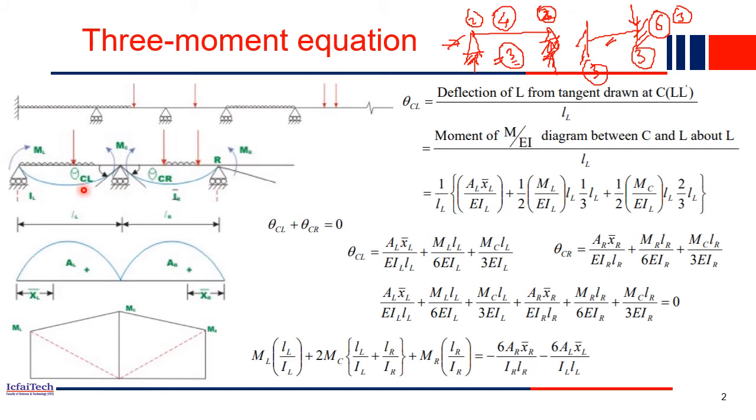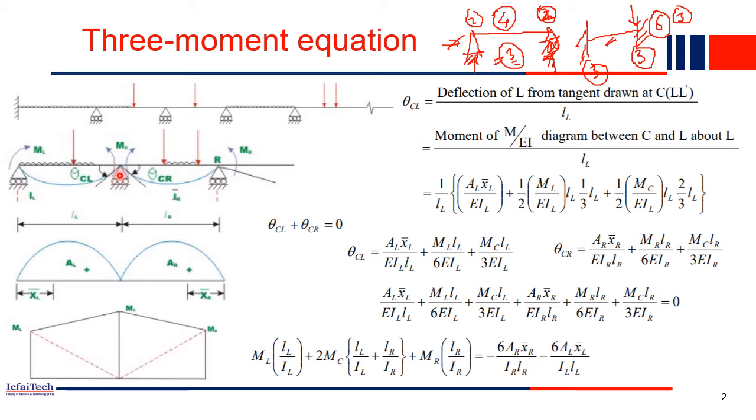Now find out the value of θ_CL and θ_CR. How do we calculate slopes? We already saw the geometric method, so we know how to calculate the slope. If you can employ the moment area method or the conjugate beam method, any method we can employ to find out what θ_CL and θ_CR are. Here we have employed the moment area method, as it is very easy to calculate using it. So we'll do it. So what will θ_CL be?